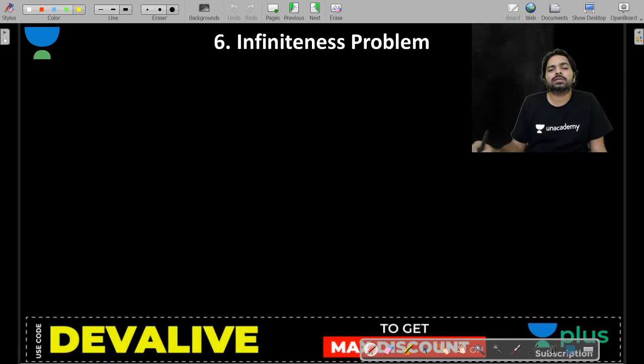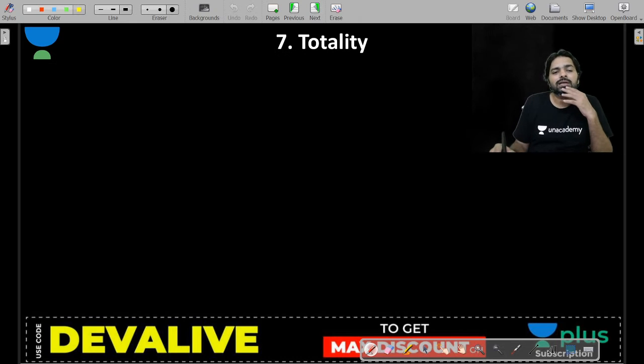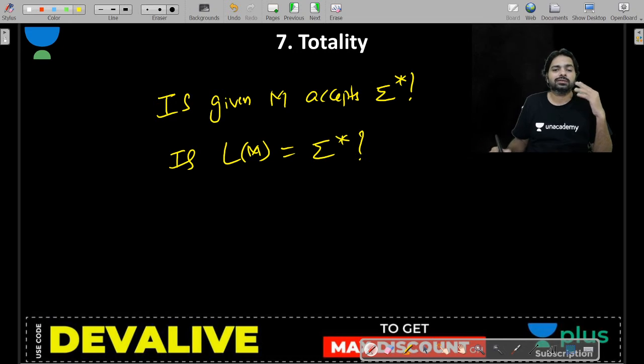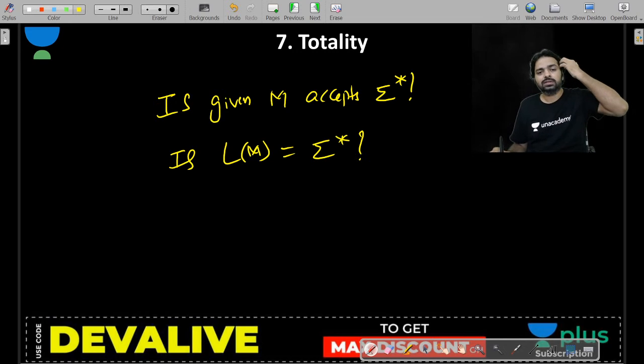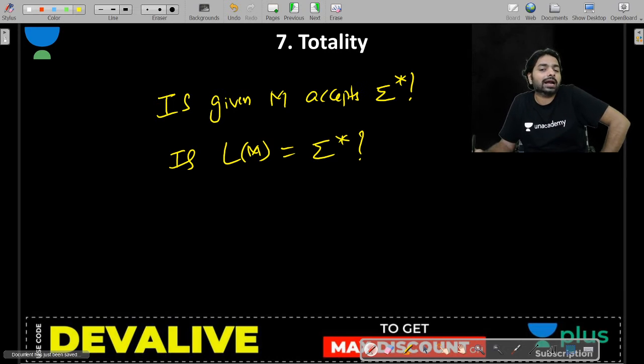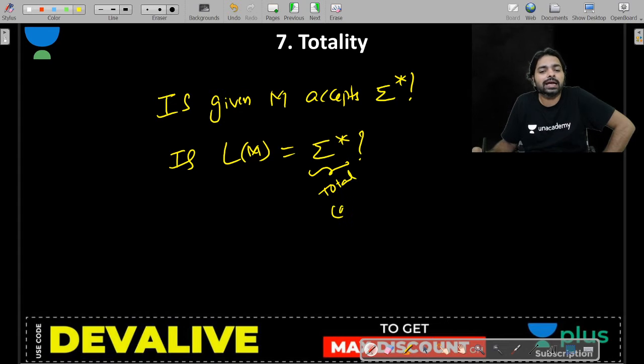Now look at other problems. Totality. Totality means: given M, does it accept sigma star? Indirectly, is L of the given M equal to sigma star? That's a totality problem, guys. This is called total. Are all the strings accepted or not? Totality means, indirectly, all strings.